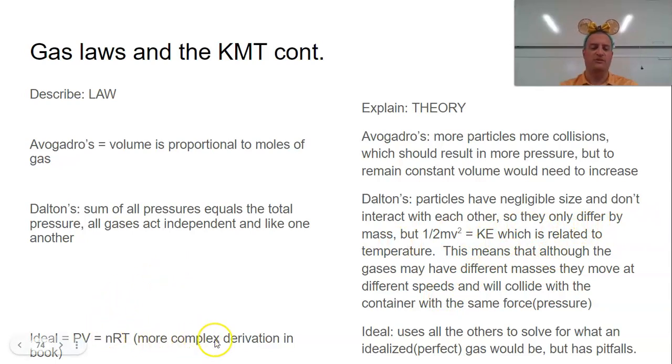For the ideal gas law, there's a much more complex derivation in the book. It uses all the others to solve for what's a perfect, idealized gas, but of course it has its own pitfalls. And we'll see those deviations, not derivations, deviations, in our next component.